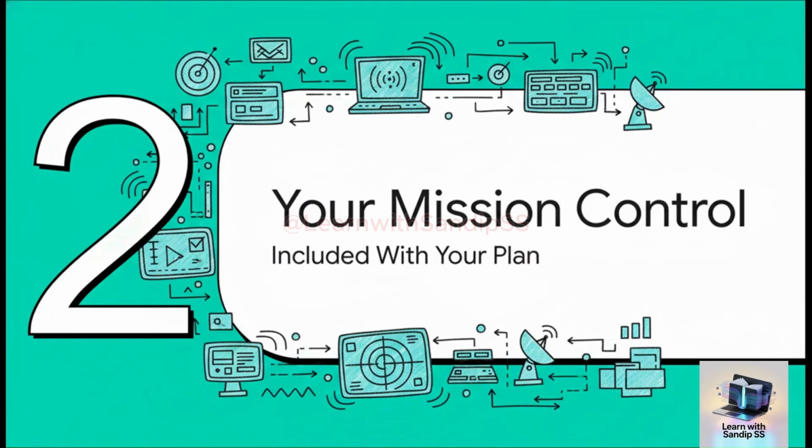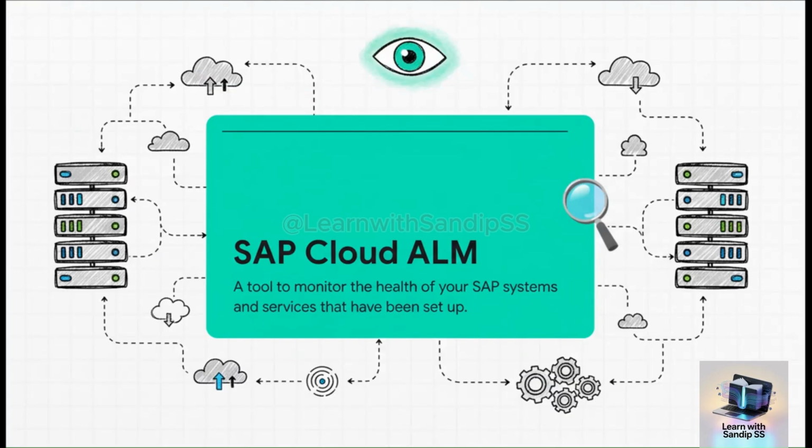But what if you had a single command center, a true mission control for your entire SAP landscape that could just eliminate those blind spots completely? Well, that's exactly what SAP Cloud ALM is all about. So let me introduce you to SAP Cloud ALM. At its heart, it's a tool designed for one big purpose: to monitor the end-to-end health of your SAP systems. And, this is the crucial part, it also monitors the services and integrations that tie them all together.